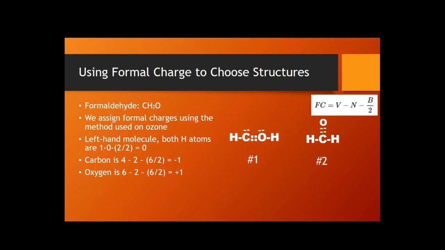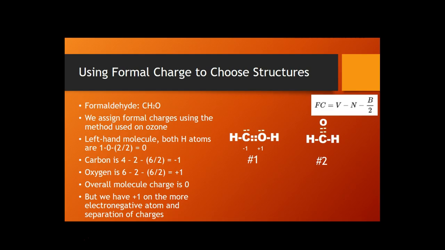We look at the oxygen, and likewise it starts off with 6 valence electrons, subtract 2 for the lone pair, and it has 3 bonds, so 6 divided by 2 is 3. 6 minus 2 minus 3 is +1. The overall molecule charge is 0, but we have a +1 charge on oxygen, which is definitely more electronegative and ought to get the electrons. And we have a separation of charges. So that's got an energy problem.